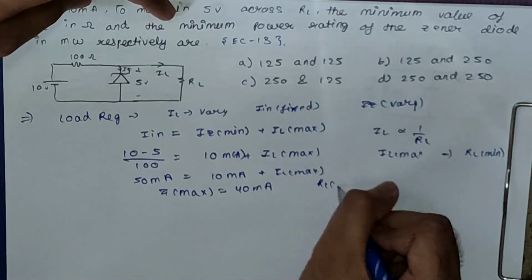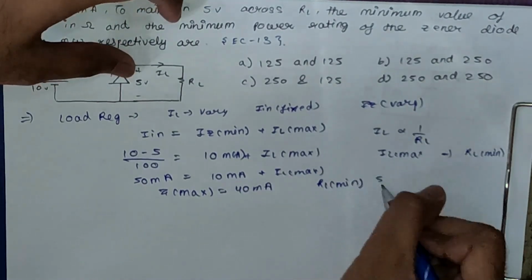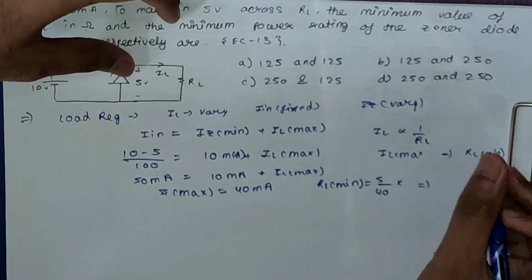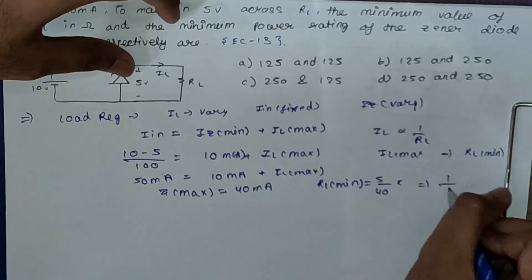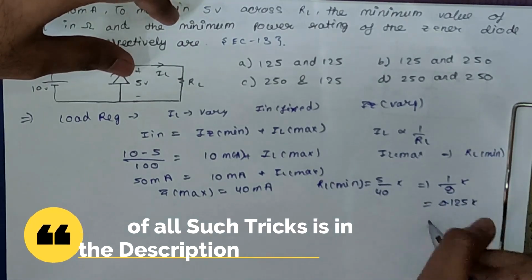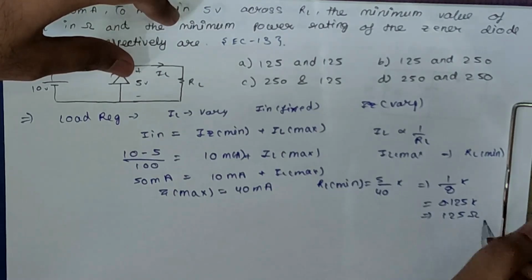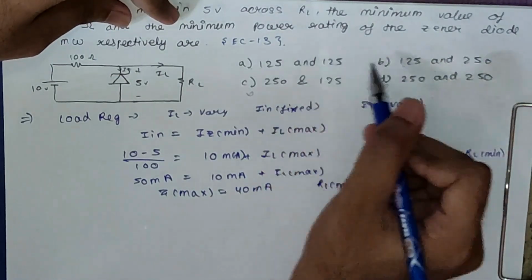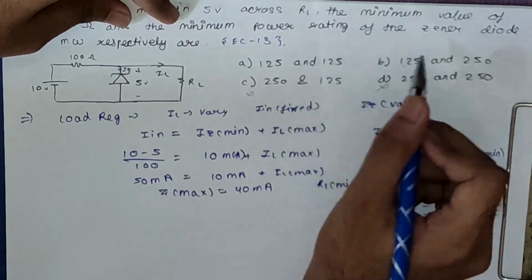So our RL minimum will be 5 upon 40 milliampere, which will be in kilo-ohm. 5 upon 40 is nothing but 1 upon 8 K. 1 upon 8 is 0.125 K, so we get 125 ohm. From the options you can see we neglected these two options since we get RL as 125 ohm. So our answer will be from these two options only.